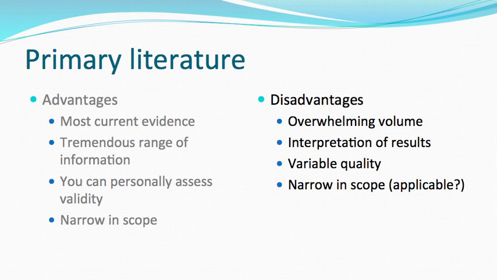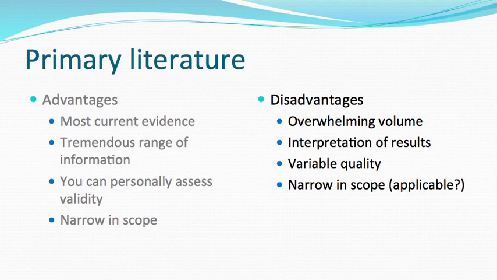The disadvantages of primary literature is that there's an overwhelming volume. I may have mentioned there's over 20 million articles in PubMed currently indexed. That's a very, very large haystack in which to search for your needle. The interpretation of the results can be a little bit sketchy at times, and it's up to you to really determine if you agree with the interpretation of those results.